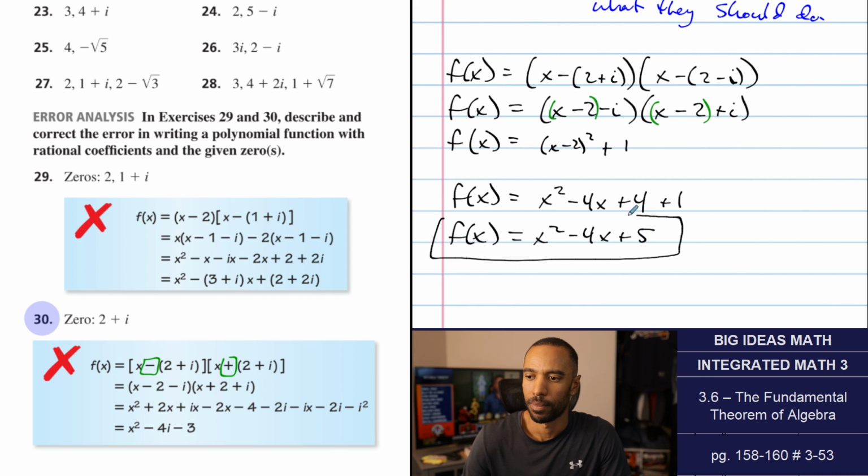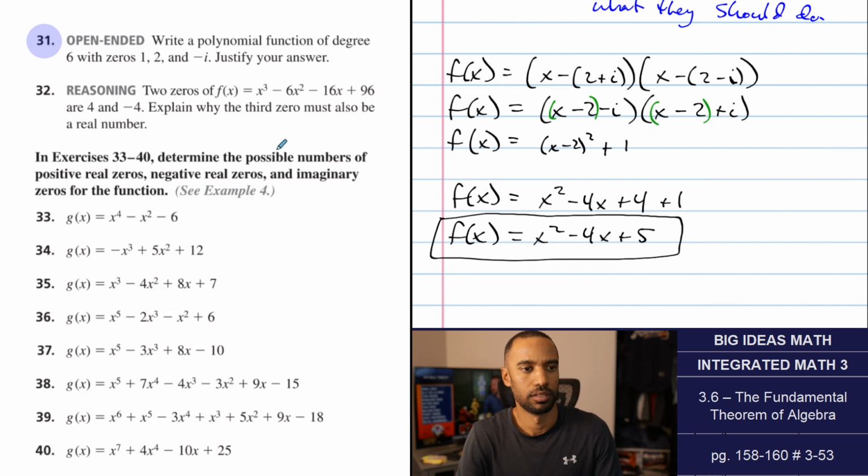Okay. All right, that is number 30. And that's the bottom of the page.